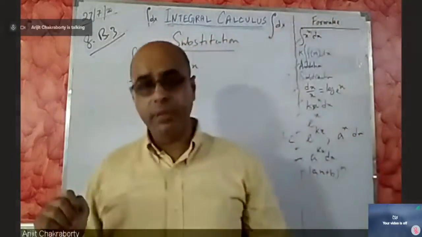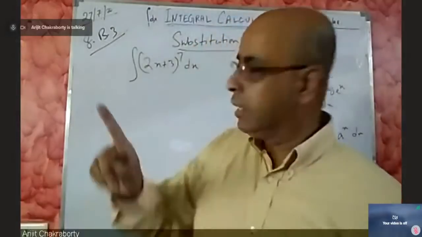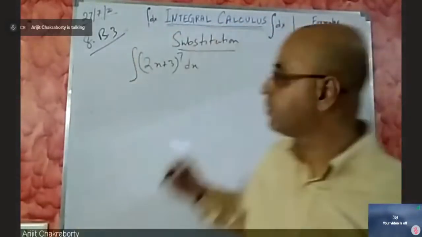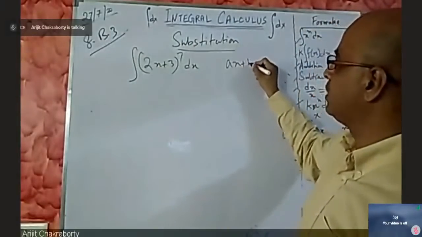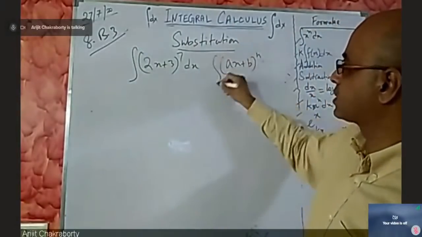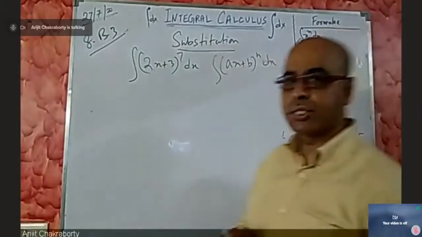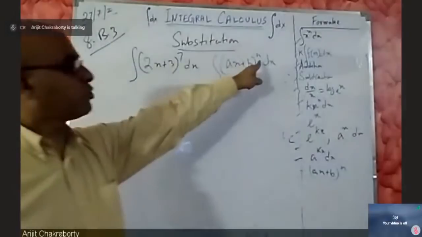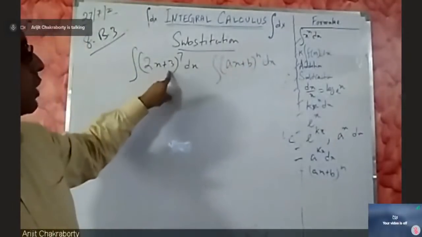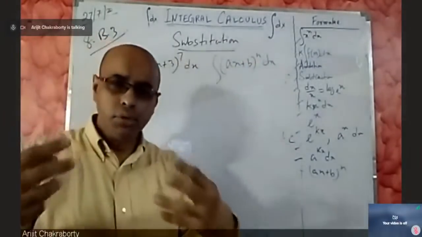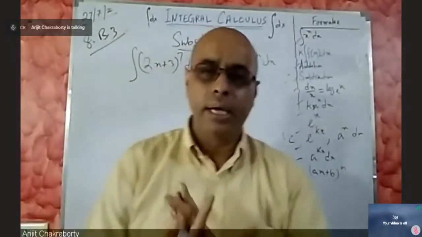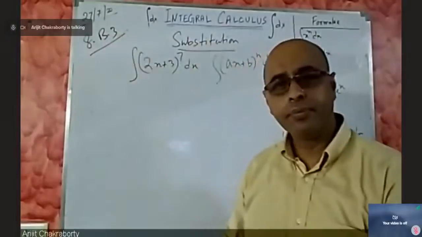So what will be the solution to this? Please note the last example which I took up was ax plus b to the power n dx. Now do you see any similarity between these two terms? ax plus b to the power n and 2x plus 3 to the power 7. Do you see any type of comparison? Can you compare them?